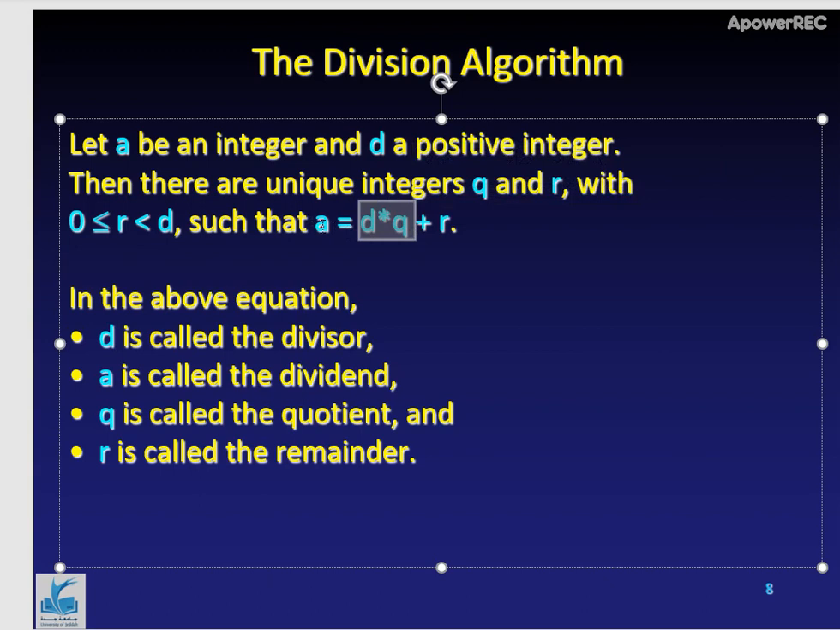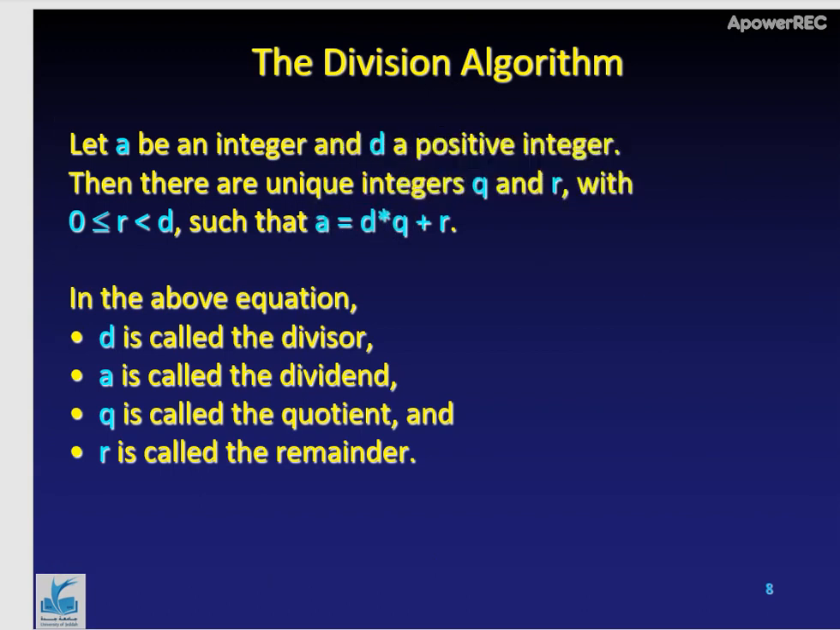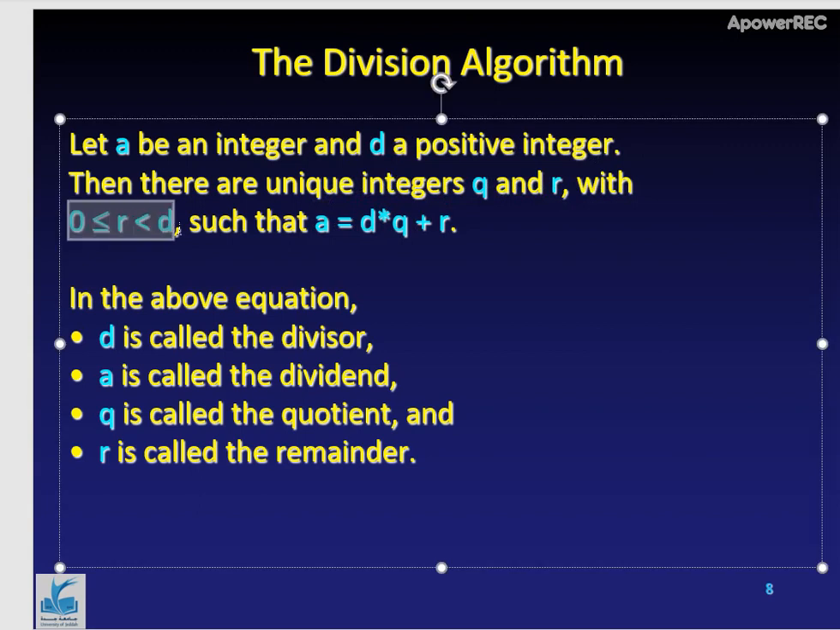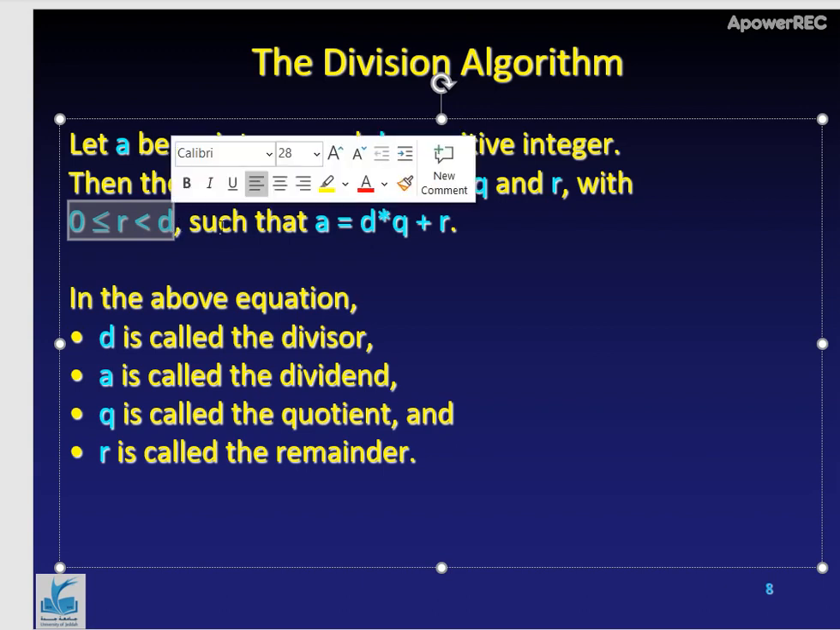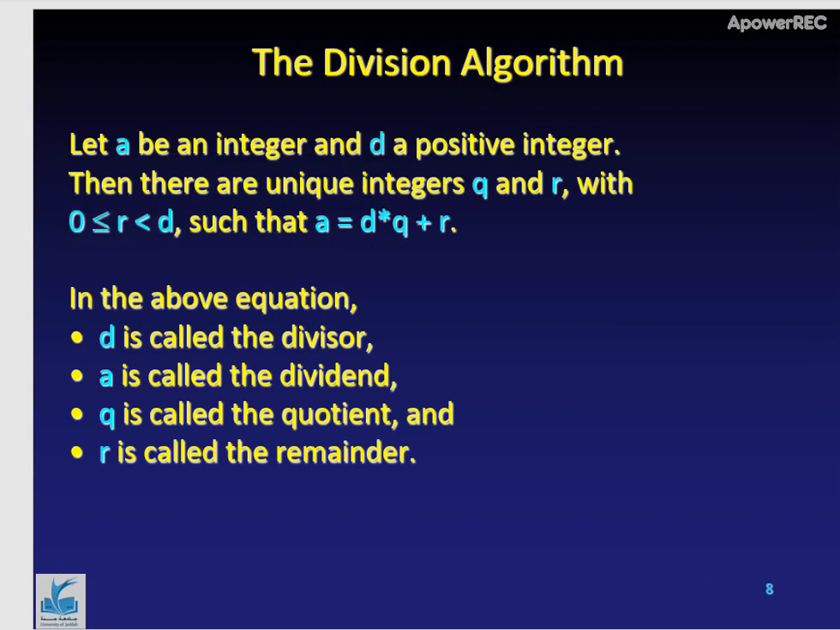And a is the dividend, and we impose this constraint on the remainder that it has to be non-negative. And by definition of the division process, of course, the remainder has to be less than d, otherwise we can replace q by q plus 1 or some bigger integer to make r smaller than d. So this is the idea of the division algorithm, that the remainder has to be non-negative and has to be less than the divisor d.